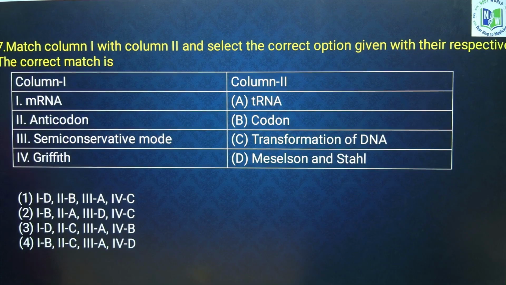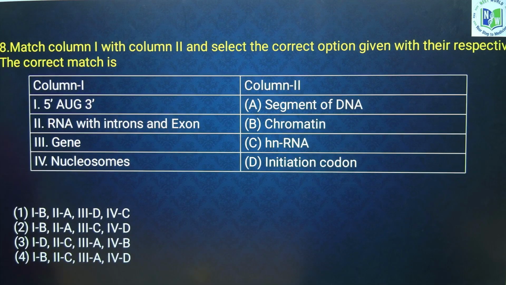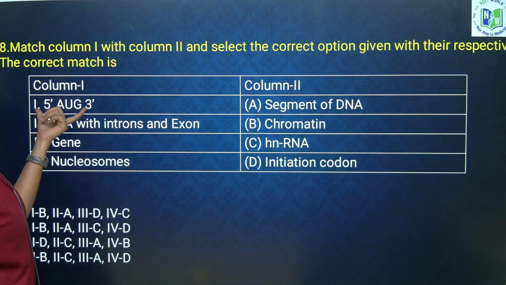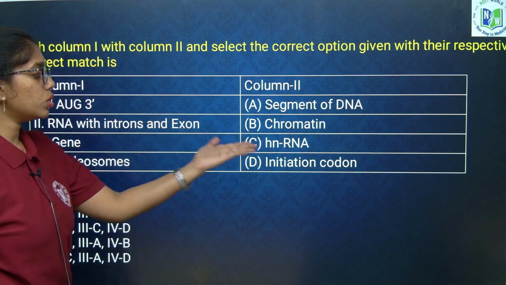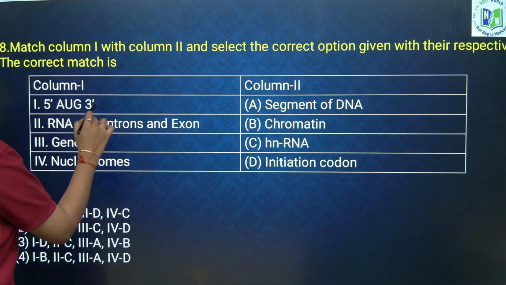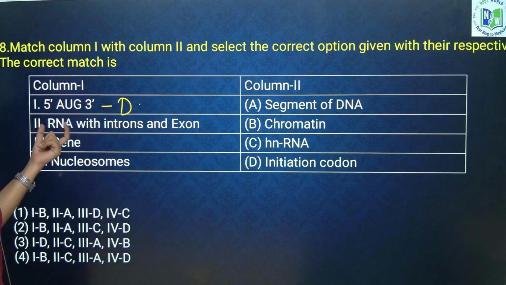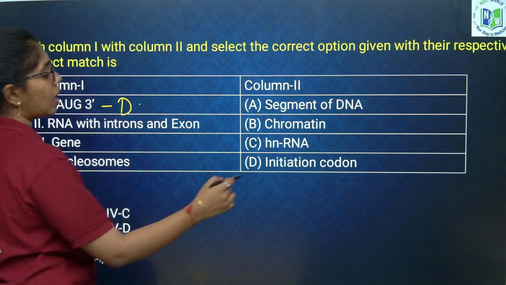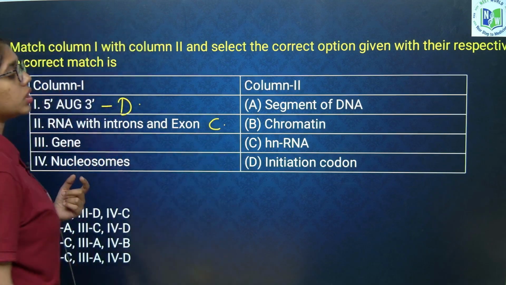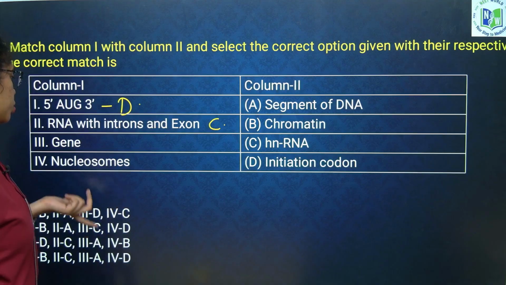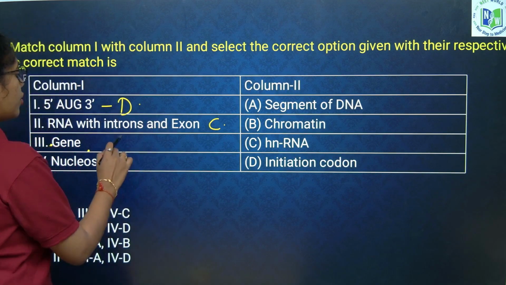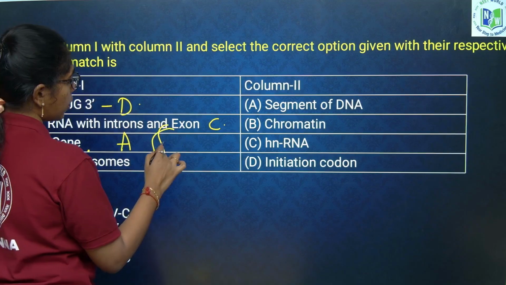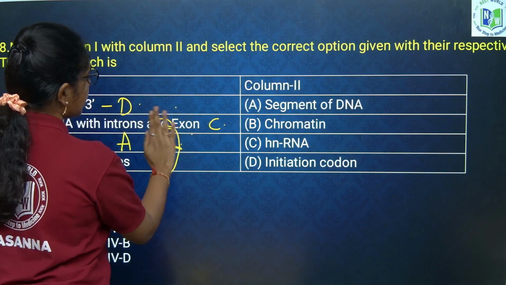Next question, beta. Yes, match column 1 and column 2 again. Here 5 prime to 3 prime AUG is given. What is AUG? AUG is an initiating codon. So here it is option D. RNA with introns and exons is called hnRNA, which is subjected to post-transcriptional events. Gene is a segment of DNA, which is the functional unit of inheritance. Gene is what? It is a segment of DNA.